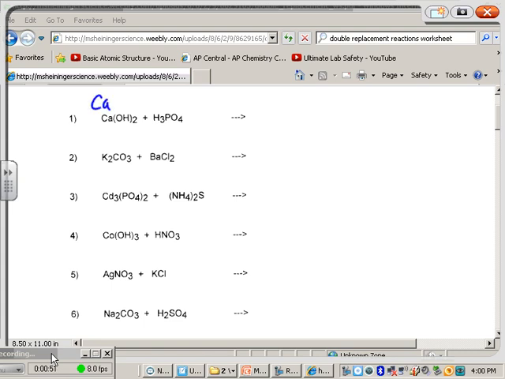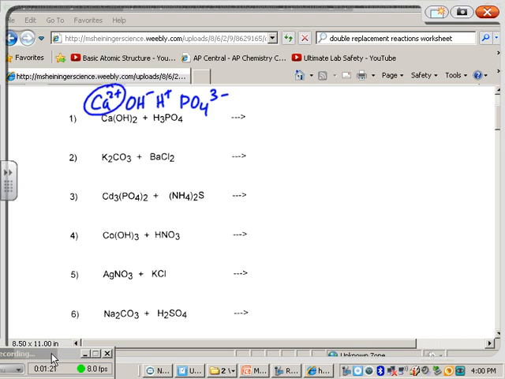So calcium is in group 2 on the periodic table, has a +2 charge. Hydroxide has a -1 charge. Hydrogen has a +1 charge, and the polyatomic ion phosphate has a -3 charge. That's what I think you should do every time you try to predict the products of a double replacement reaction. So at this point, it makes it really easy.